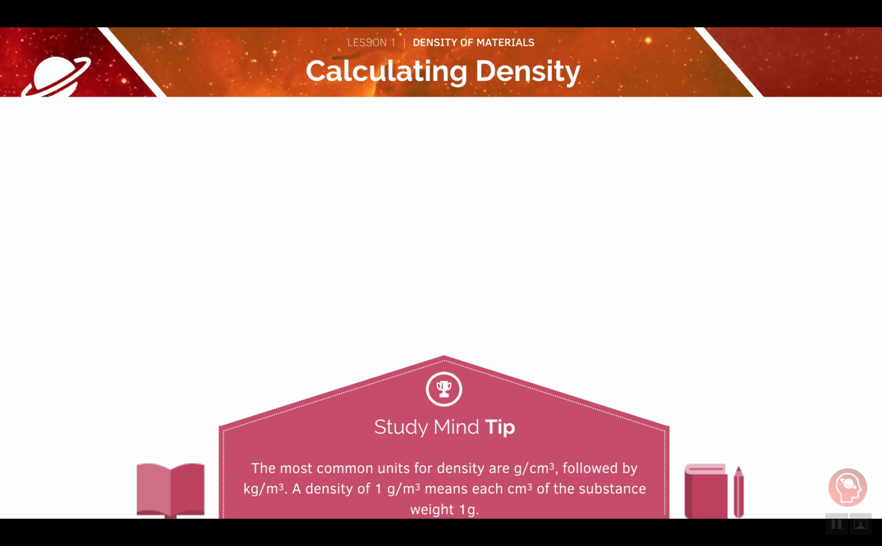The most common units for density are grams per centimetres cubed, followed by kilograms per meters cubed. A density of 1 gram per metre cubed means that 1 metre cubed of the substance will weigh 1 gram.